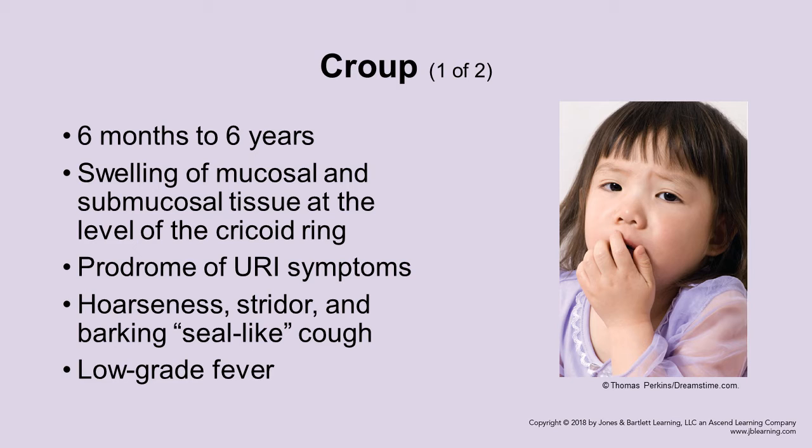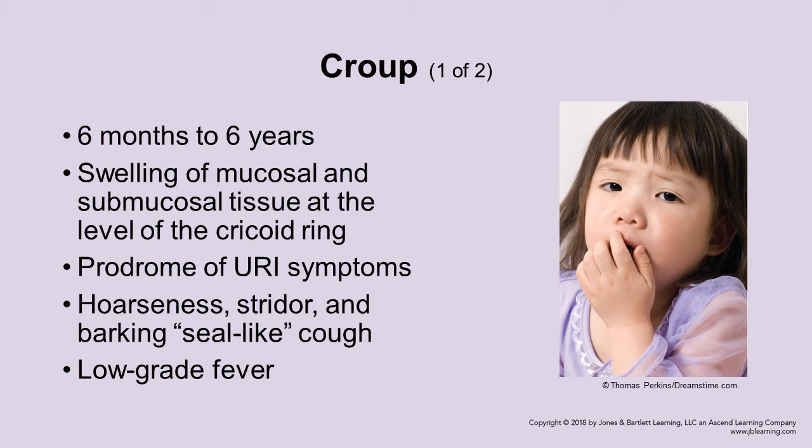Now, the first specific syndrome associated with upper airway obstruction that we'll talk about is known as croup, or laryngotracheobronchitis. And so this is inflammation of the laryngo, tracheo, and bronchial tissues, as the name suggests. This is typically seen in children aged 6 months to 6 years. And it is essentially a manifestation of swelling of the mucosal and submucosal tissue at the level of the cricoid ring. And that gets back to those cartilages we mentioned earlier in our talk.